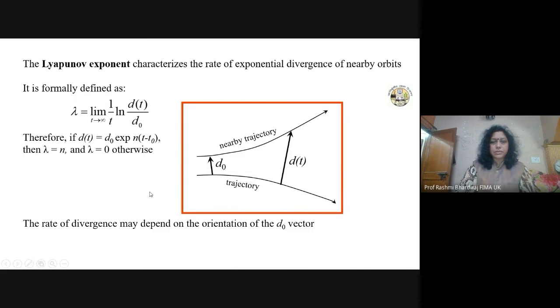For the Lyapunov exponent, these are the two conditions: d naught is the initial change in the two trajectories, and dt is the final change in the nearby trajectories. It is usually defined as lambda equal to the limit as t tends to infinity, meaning the behavior in the long range, of 1 by t log of dt by d naught. If this ratio remains the same, then your trajectories are close to each other and the system is stable, because dt is nothing but d naught times exponent of lambda times (t minus t naught). So if this exponent factor comes to be 0, the two trajectories are close to each other. Otherwise, they are moving apart from each other. So lambda equal to n and lambda equal to 0 otherwise.